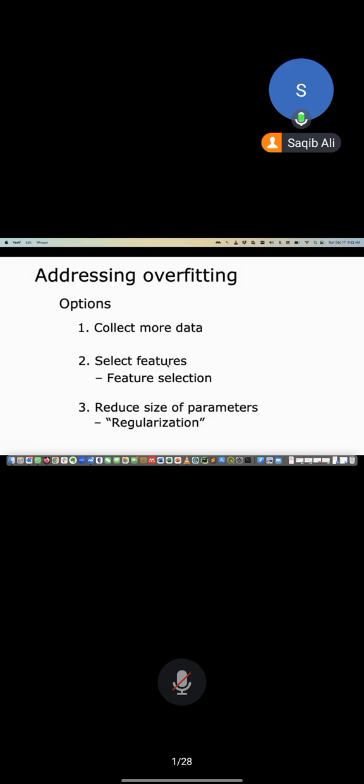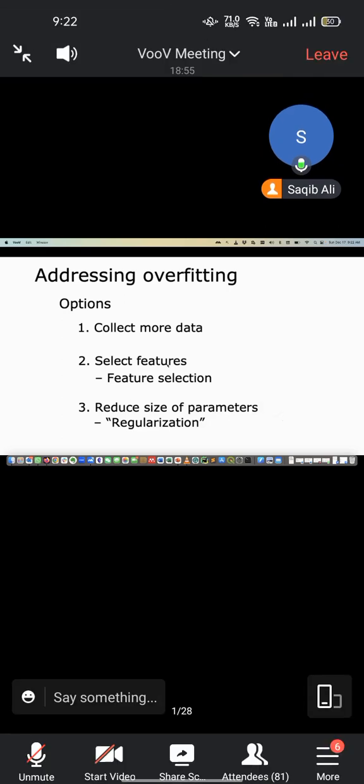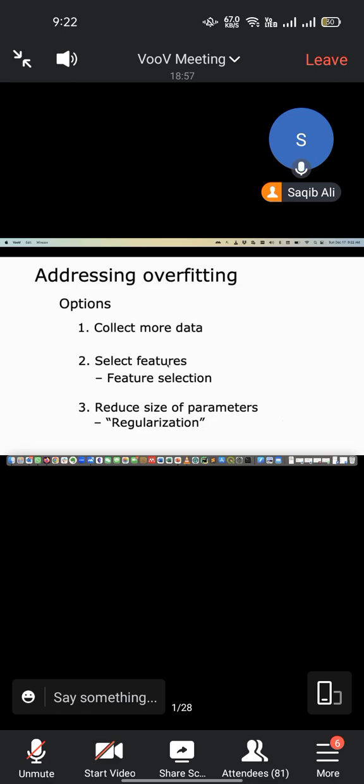These are the methods with which we can address the issue of overfitting.